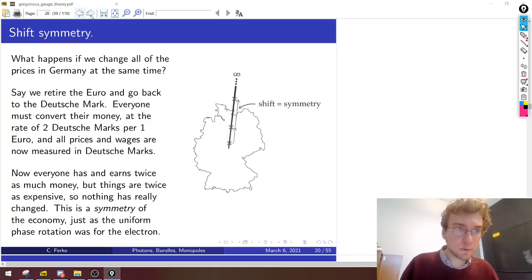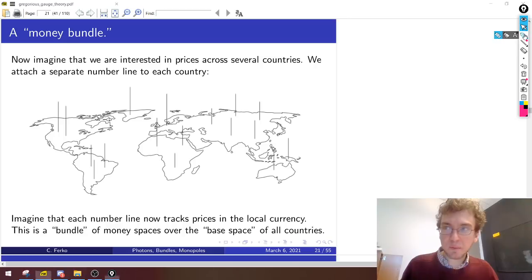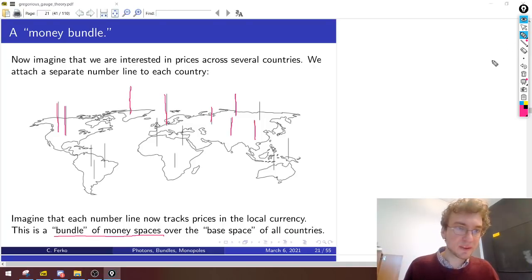Okay, that's fine for one country. Now let's think about what happens when we introduce many countries. So I'm going to attach a different number line above each different country. You could think of a collection of money spaces, all measured in local currencies. So I'm going to have a number line that's measuring prices in local currencies everywhere. And I'm going to call this a money bundle, if you like. It's a bundle of money spaces where the base space is the collection of all countries. So that's something you could do.